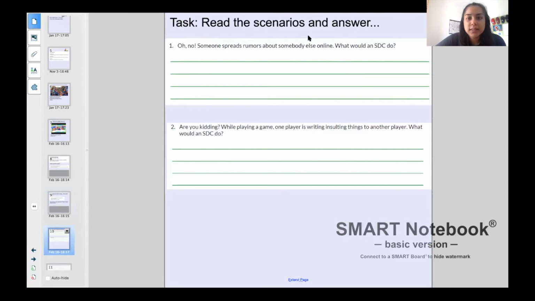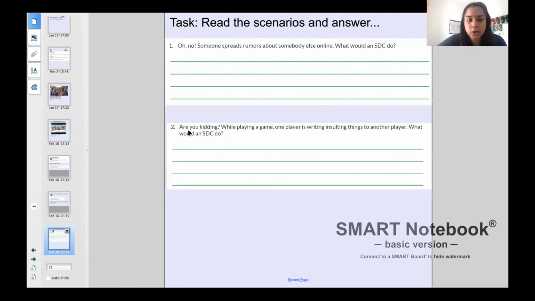So can you read the scenarios and answer the following questions? So we have the first question, which says, oh no, someone spreads rumors about somebody else online. What would an SDC do? Remember, that means super digital citizen. What would a super digital citizen do in this case?